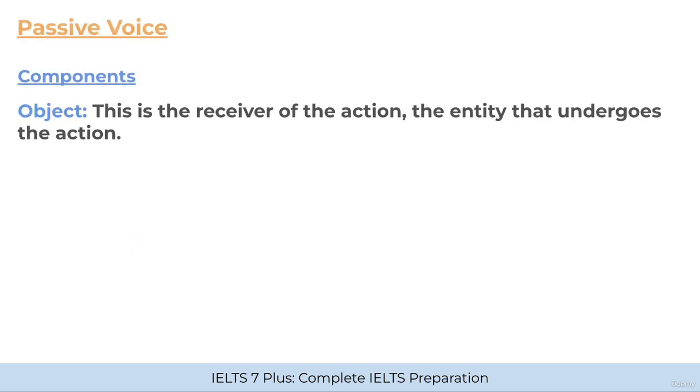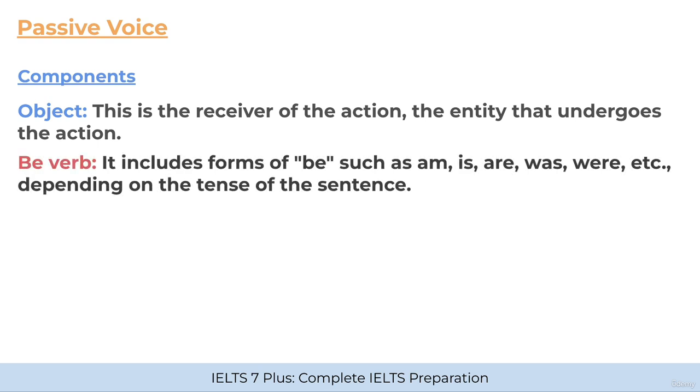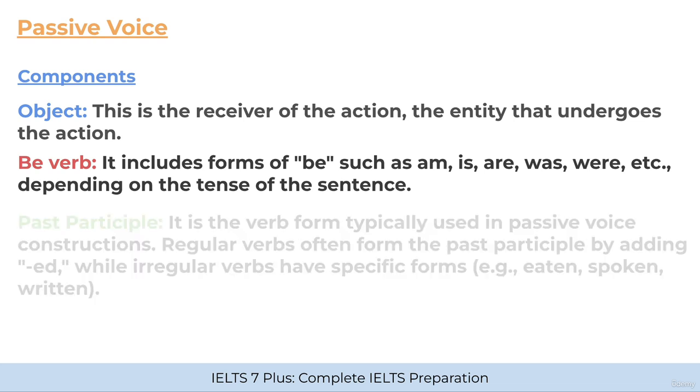Okay, so let's look at each of these components just to really make sure that we're okay with this. So the object here is talking about the receiver of the action, or in other words, the entity that undergoes the action. The be verb includes all different forms of be, such as am, is, are, was, were, depending on the tense of the sentence. So we've been looking at tenses, and that plays a role here. So you match the verb to the tense.